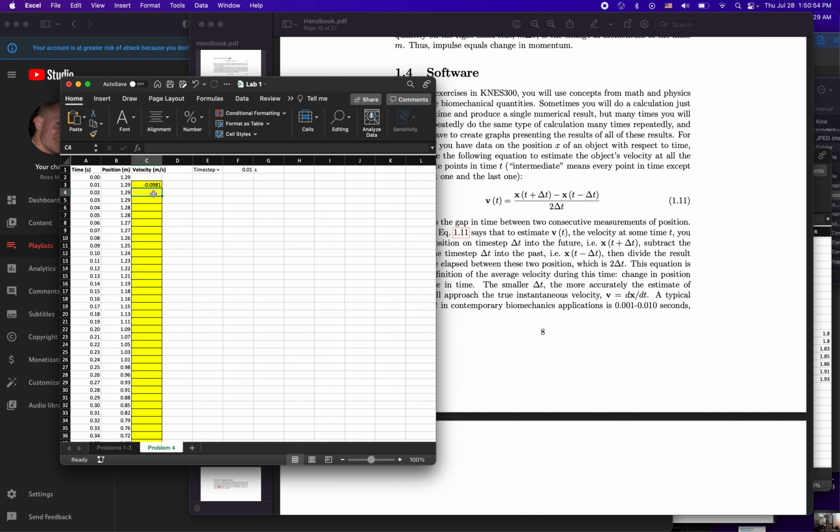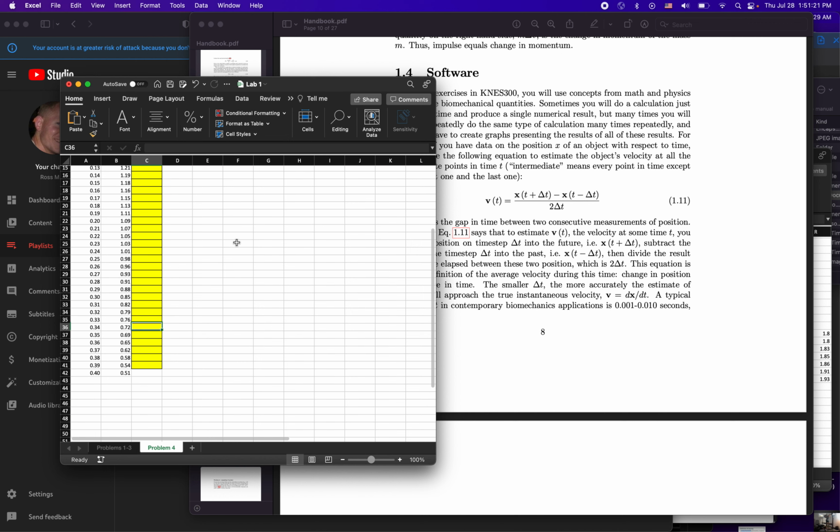Then I want to do that for this next time point here at 0.02 seconds. I want to calculate my velocity. So I can do equals and take my position one step in the future, subtract my position one step in the past, again divide by 2 delta t, and there's my next velocity. And I could keep doing that, typing that in by hand for the velocity at 0.03 seconds, 0.04 seconds, 0.05 seconds. That would take me quite a while to keep typing all that in by hand for all of those different velocities there.